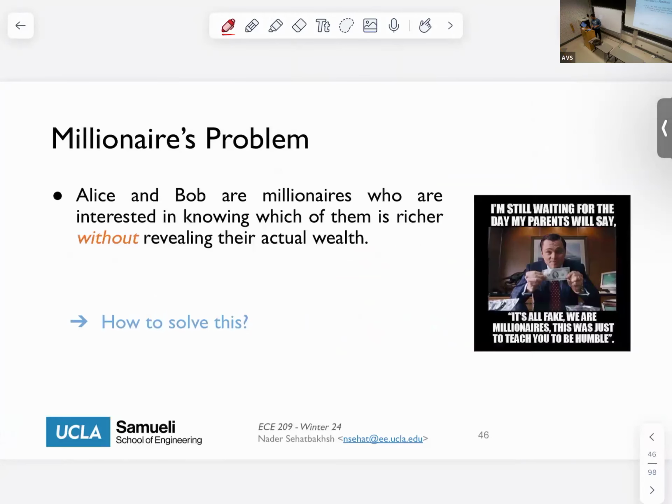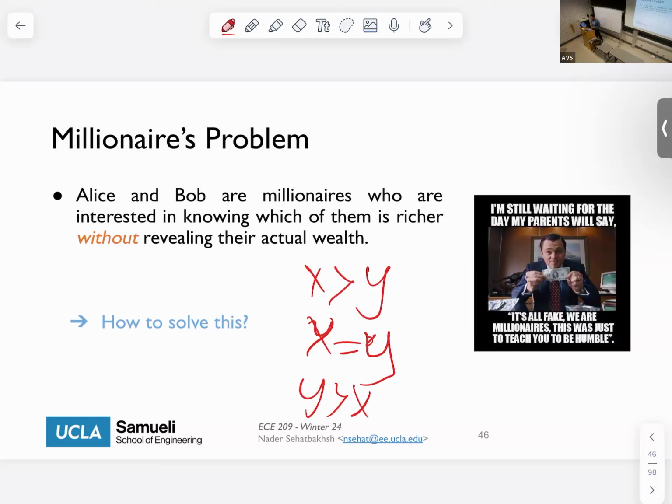To give you an example of why this is useful, there is a very old problem called the millionaire's problem. Let's say Alice and Bob are millionaires, and they want to see which one of them is more wealthy. But the catch is they don't want to share how much money they have. They just want the answer: whether x is greater than y, x is equal to y, or y is greater than x. That is the question we want to answer.